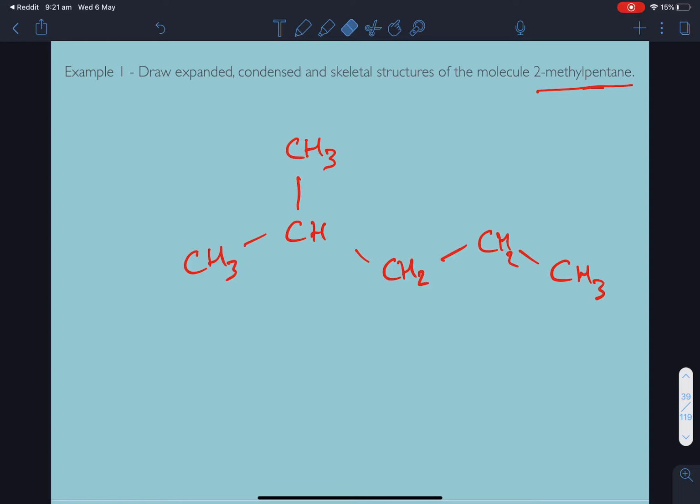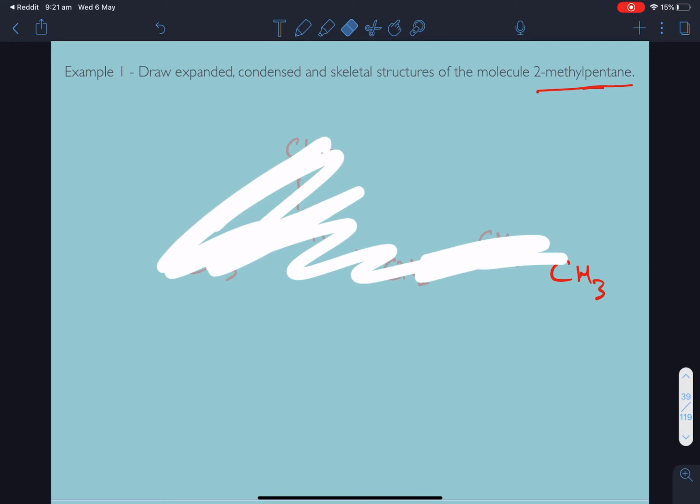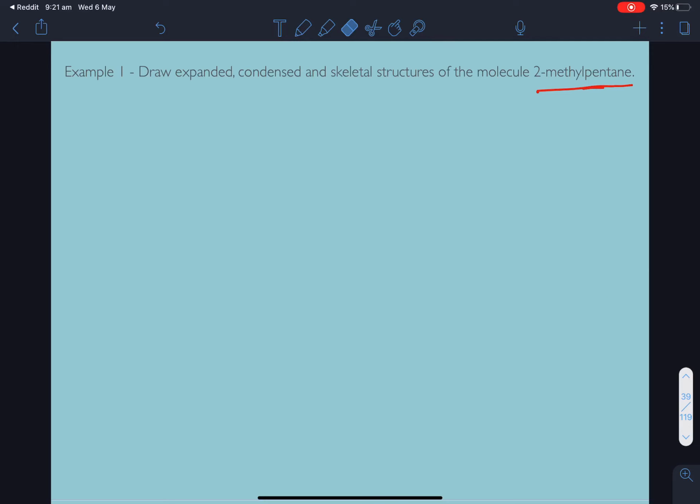Let's push it a bit further. I know we're just beginning, we'll get there eventually. I'll do a nice skeletal structure. Remember, the skeleton is just drawing the carbon-to-carbon links. So 1, 2, 3, 4, 5, there's my backbone. And on the second one in, I've got a methyl, so I've got 1 carbon-to-carbon bond there. So there's my skeletal structure of 2-methylpentane. That's a lot quicker, isn't it? But you're just beginning. Practice those earlier structures. Practice your expanded. Practice your condensed.